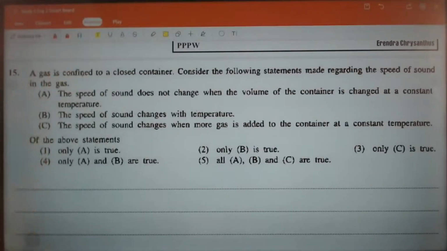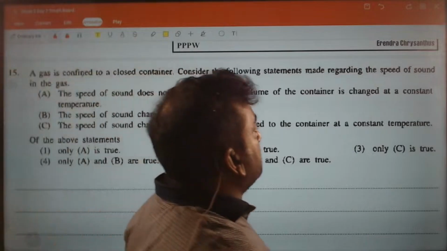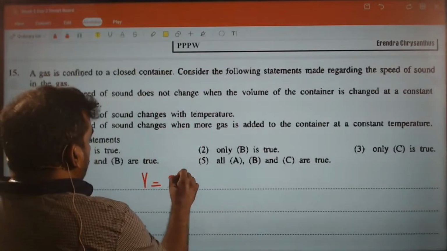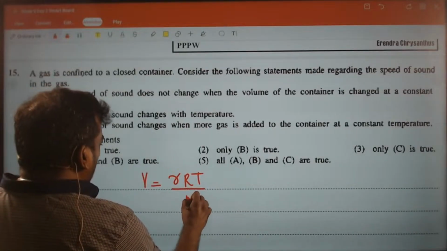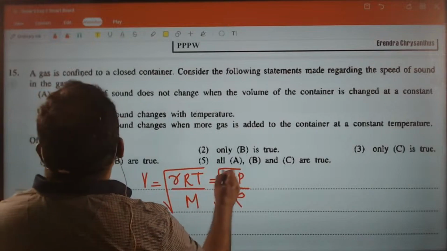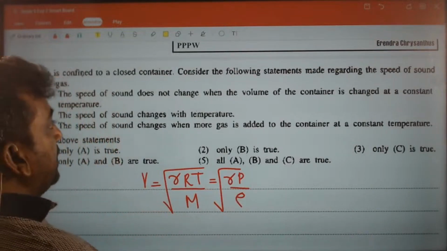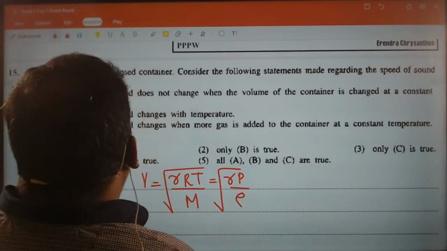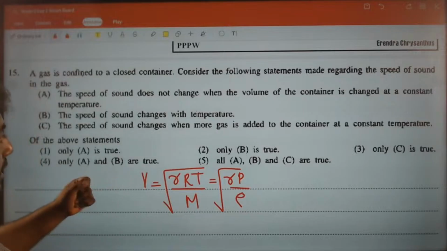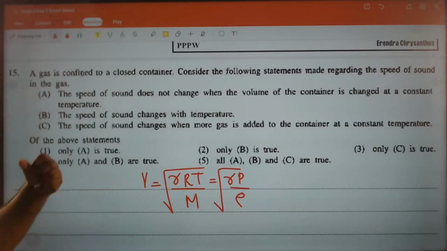A gas is confined to a closed container. Consider the following statements made regarding the speed of sound of the gas. Speed of sound of a gas depends on square root of gamma RT over molar mass. Also you can say square root of gamma P over rho. Speed of sound does not change when the volume of the container is changed at a constant temperature. So when the volume is changed, density will change. When density changes, pressure might be affected. Be careful. Pressure might be affected.